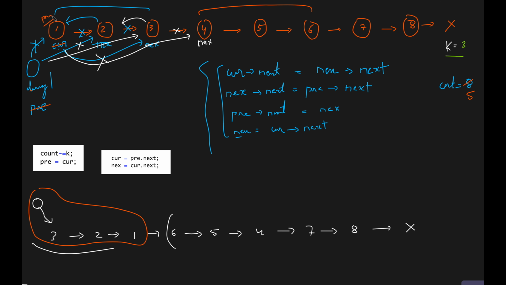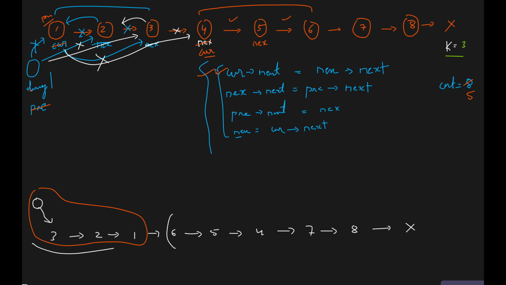At the next step, you take your curr, and curr should be pointing to pre's next. So what's pre's next pointing to? 4. So curr will be standing over here, and next should be pointing to the next of curr. So again you can see a pattern developing. Curr is always standing at the first node of any group of size k, and next is standing at the second node of any group of size k. Now you know what you need to do. You need to reverse these two links. Again you have to perform these operations twice, and I think you should be done.